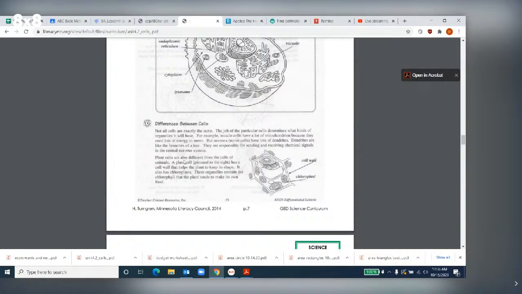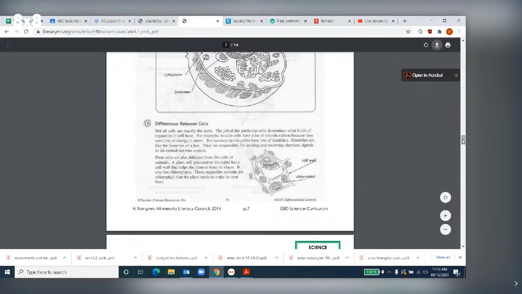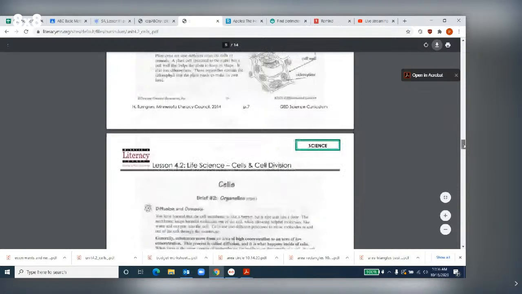And it says plant cells are also different from cells of animals. A plant cell, pictured to the right, has a cell wall that helps the plant keep its shape. It also has chloroplasts. These organelles contain the chlorophyll the plant needs to make its own food. So remember, there are different types of cells. A plant cell and an animal cell are going to be different, obviously, because plants and animals are two different things. Okay, so their cells are going to be different.